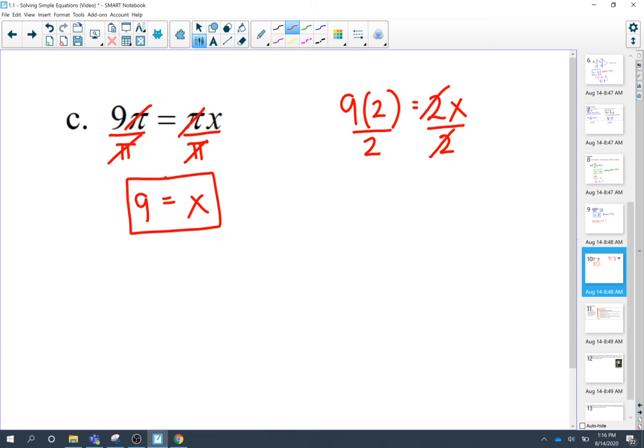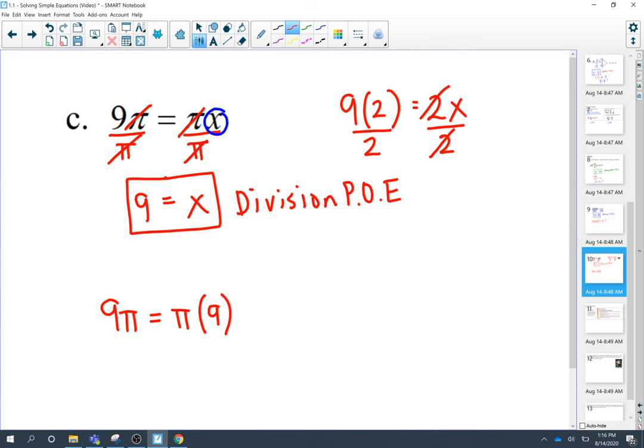Now, justification. This was division. This is our division property of equality. And then we have to check our answer. So I'm going to take my 9. I'm going to substitute it back in for the x. So we're going to have 9 pi equals pi times 9. Well, take a look at that. Is 9 times pi the same as pi times 9? Yep, that is your commutative property. 5 times 4 is the same as 4 times 5, so you could write it either way, but it is the same answer.